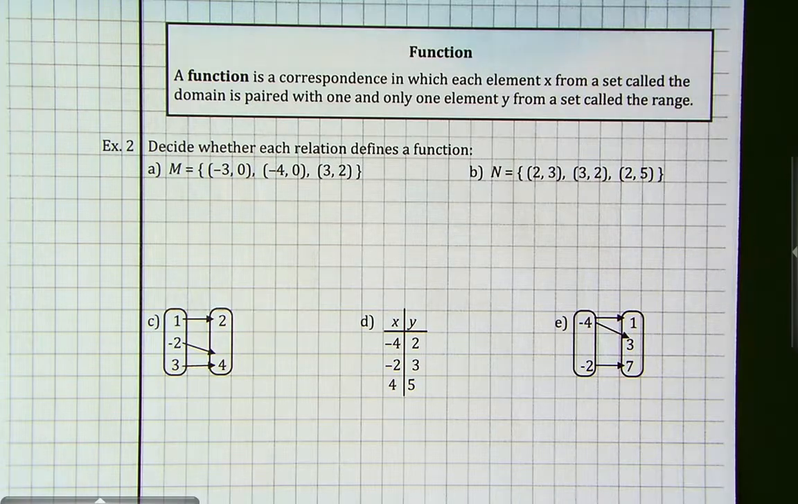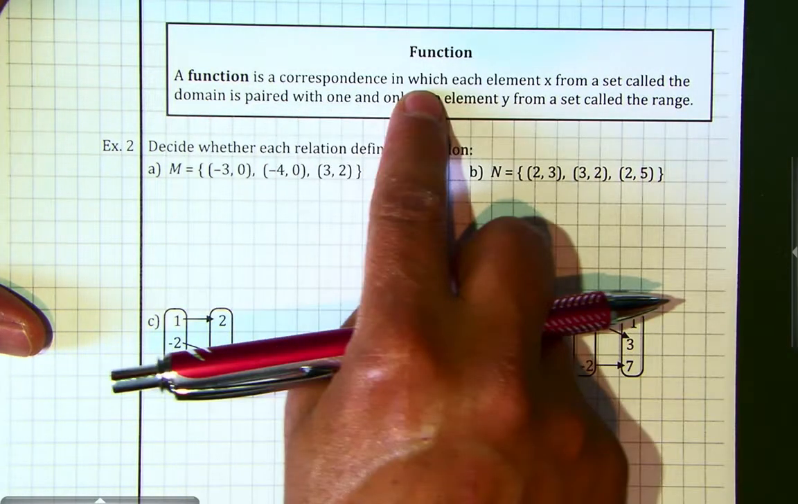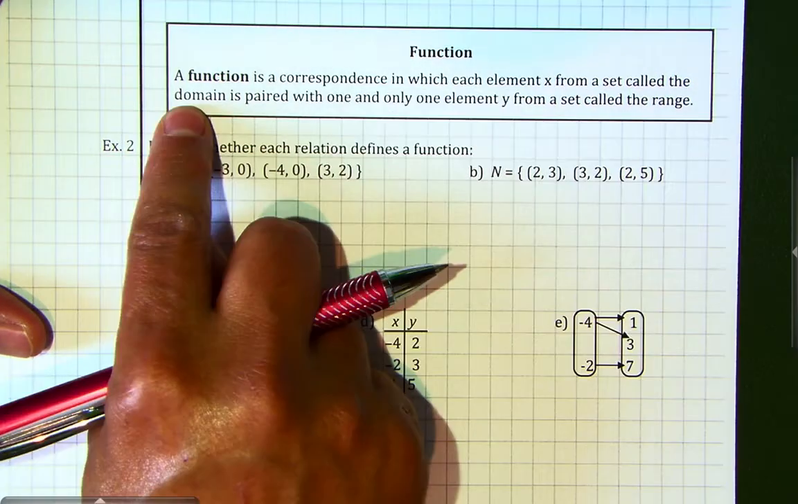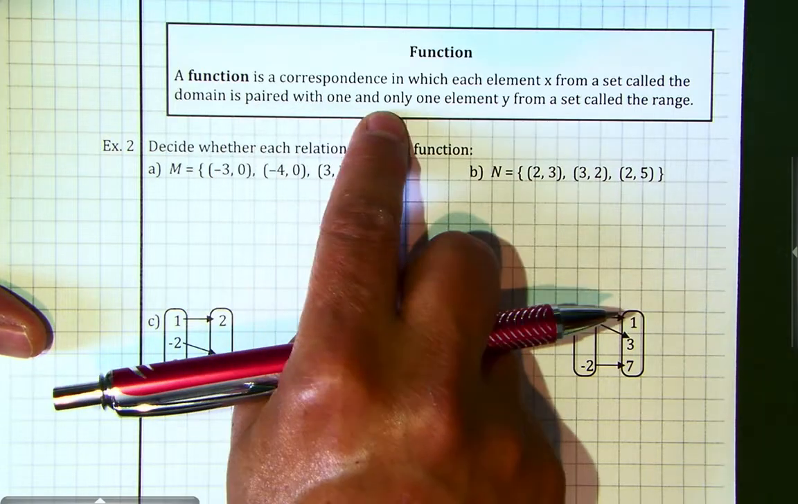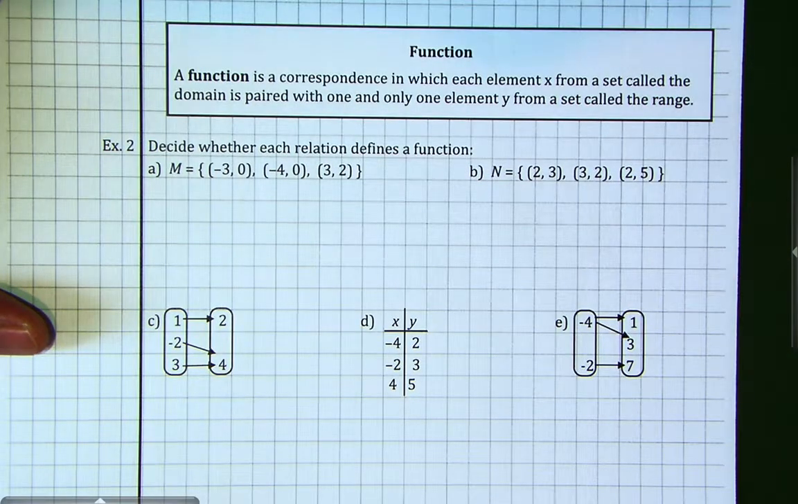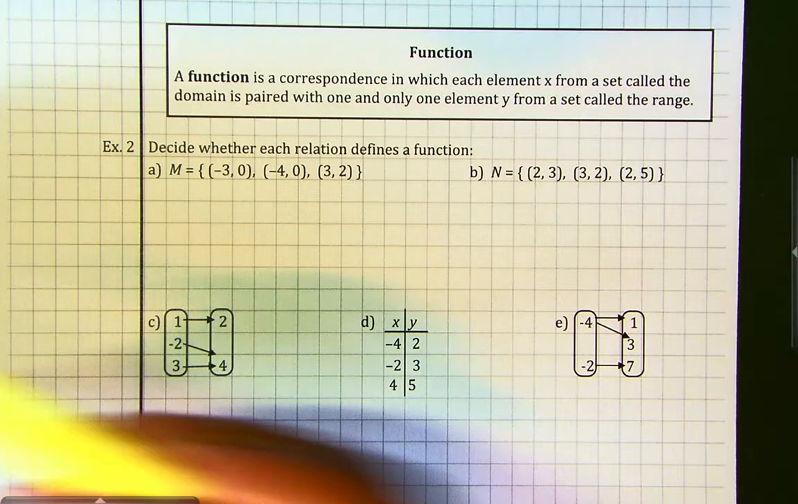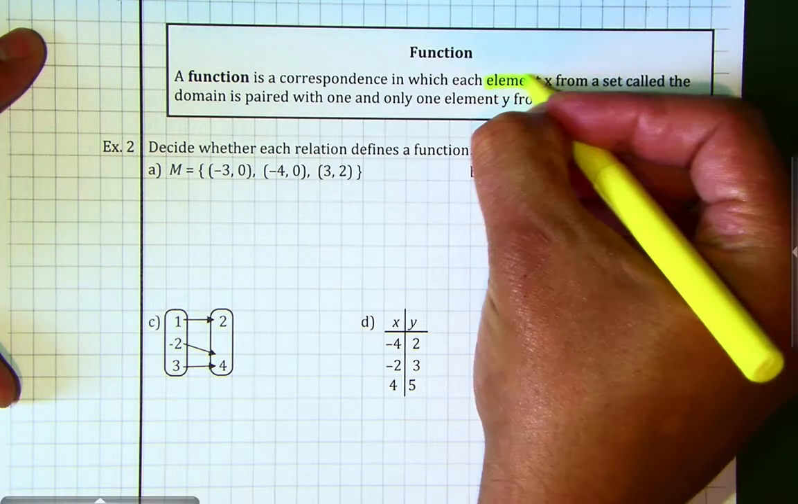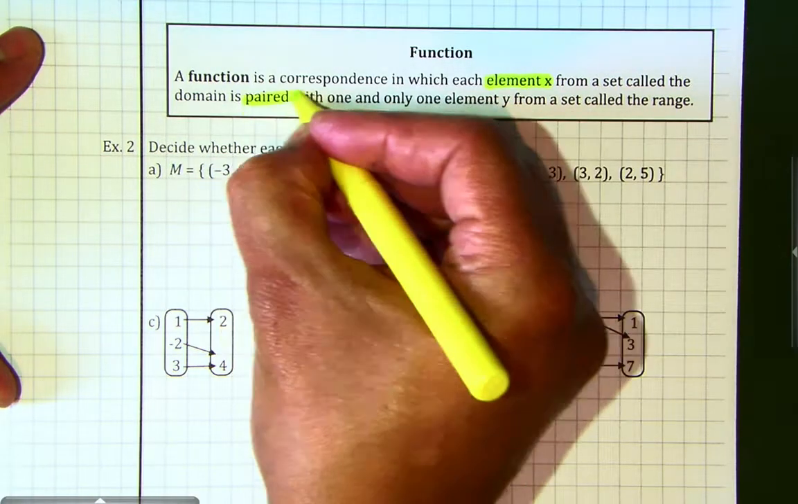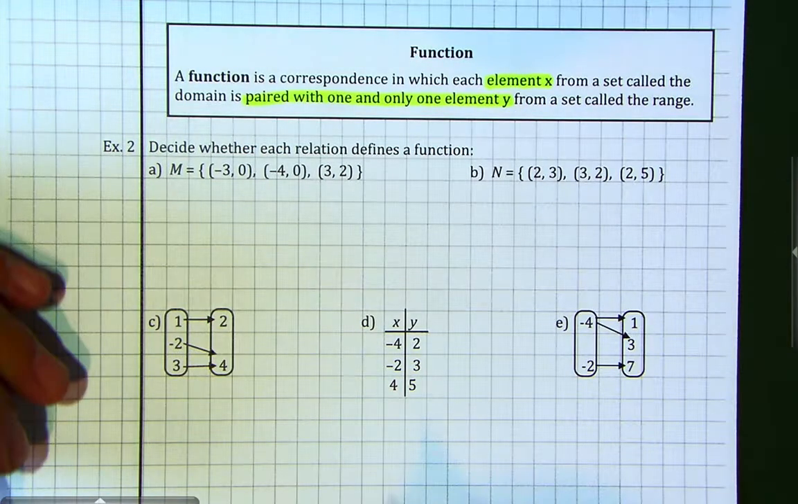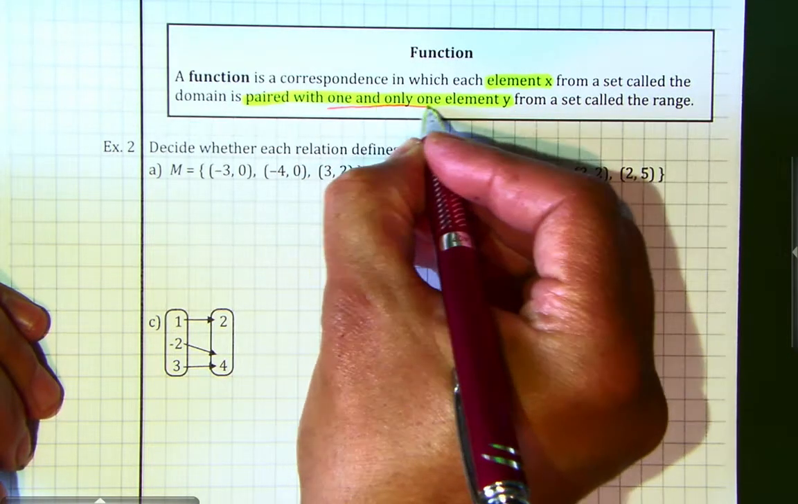So the definition of a function. A function is a correspondence in which each element x from a set called the domain is paired with one and only one element from a set called the range. So the key thing is that your element x is paired with one and only one element y.